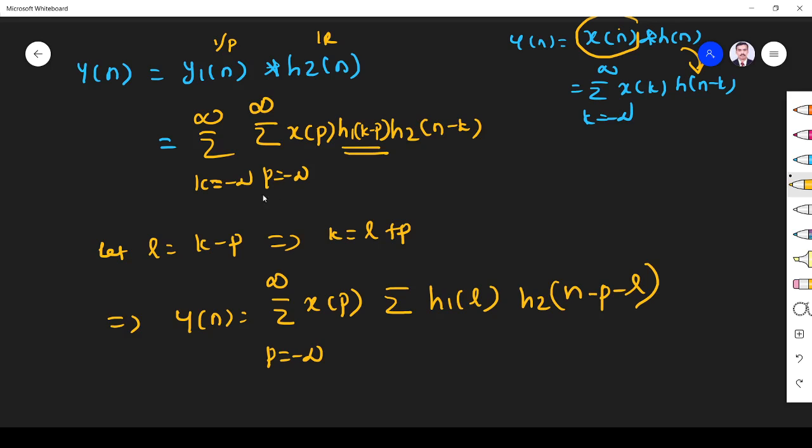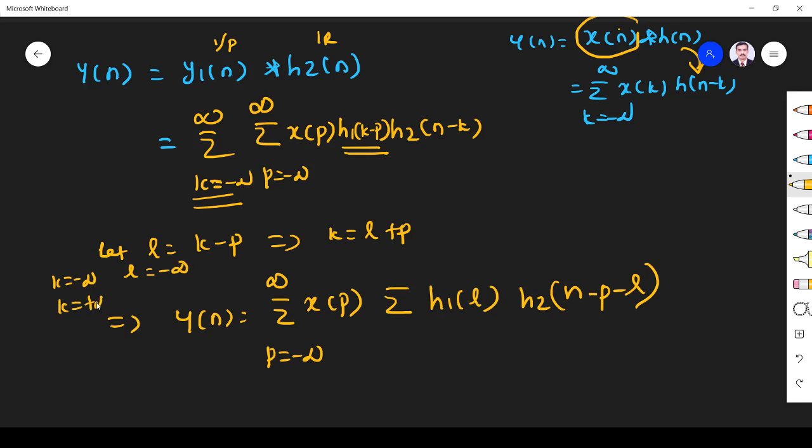Now I want to replace k with l. Here k goes from minus infinity to plus infinity, so I want to replace k with l. So this is l. If k is equal to minus infinity, what will happen? If k is equal to minus infinity, then l is minus infinity.